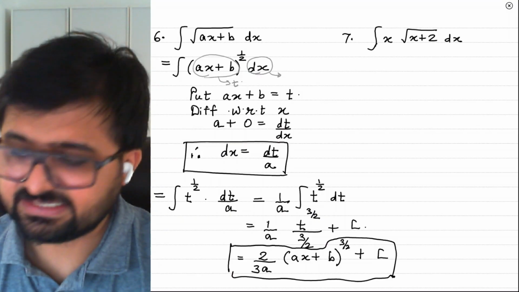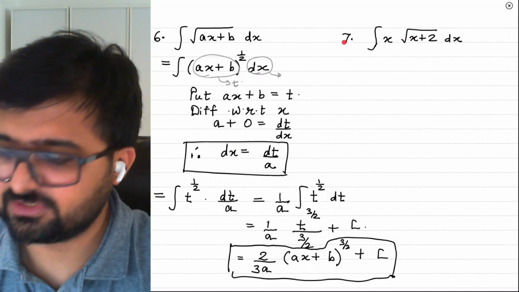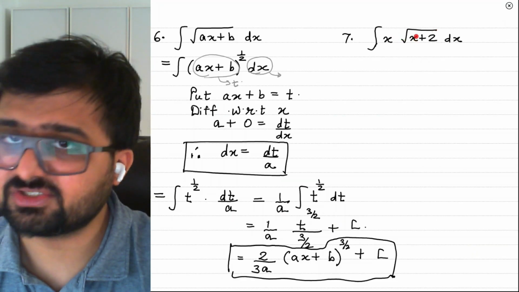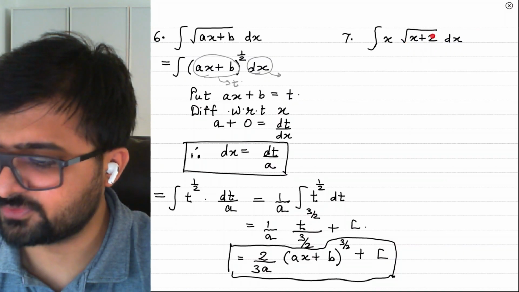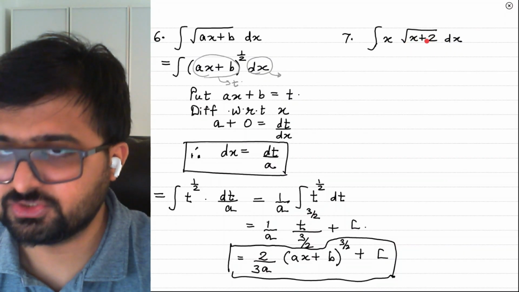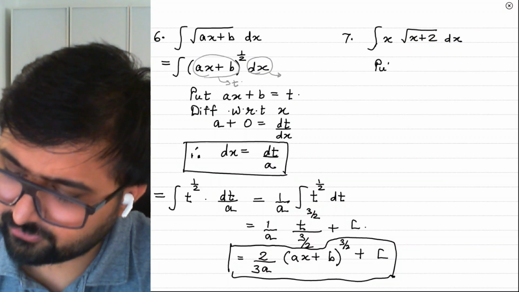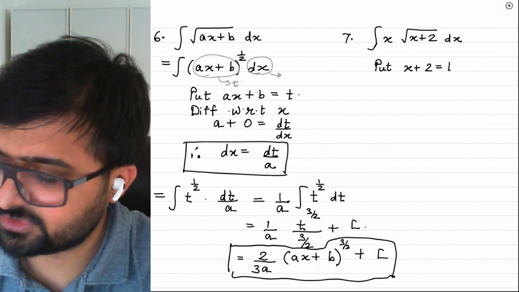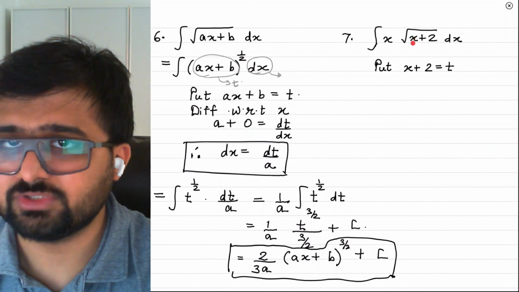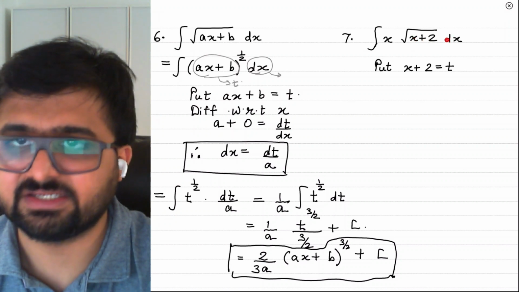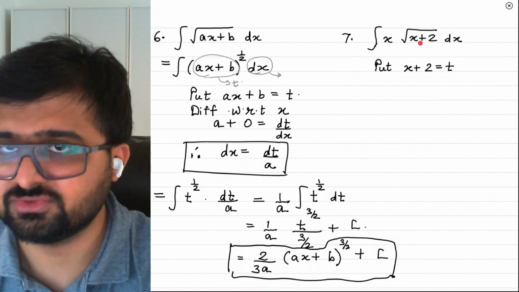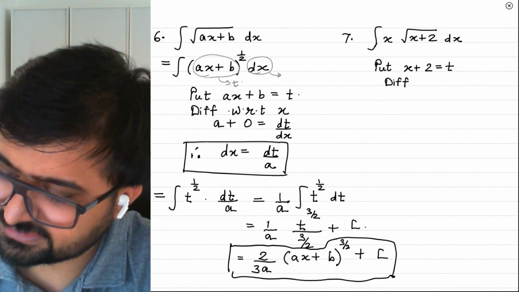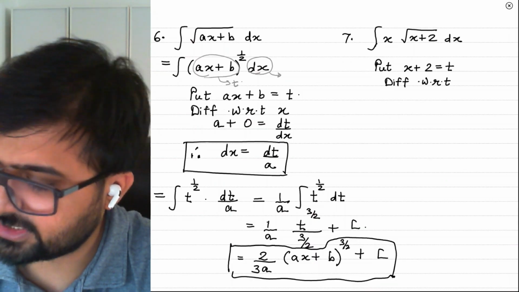All right, now let's integrate x times square root of x plus 2, question number 7. Now, in order to do this, if you see, this is the composite part. Instead of square root of x, you have square root of x plus 2. So let's put x plus 2 equal to t. Now, the derivative of x plus 2 is nothing but 1, and 1 is always present. So you can easily put x plus 2 as t. Now differentiate both sides with respect to x.